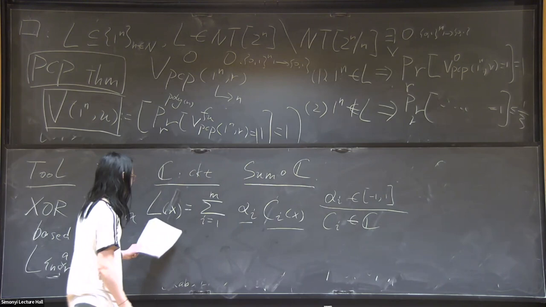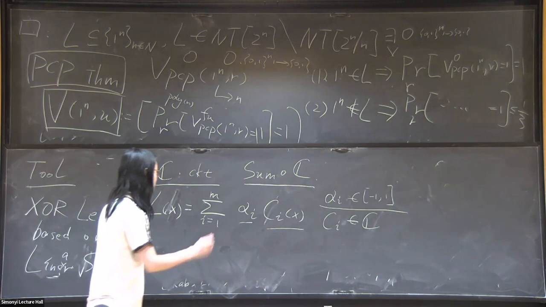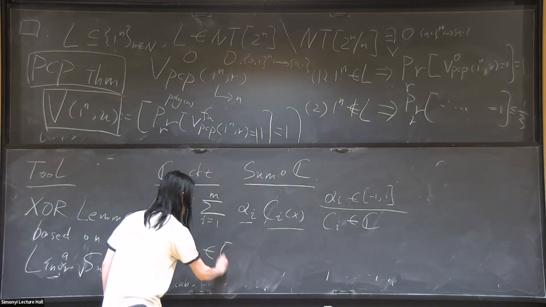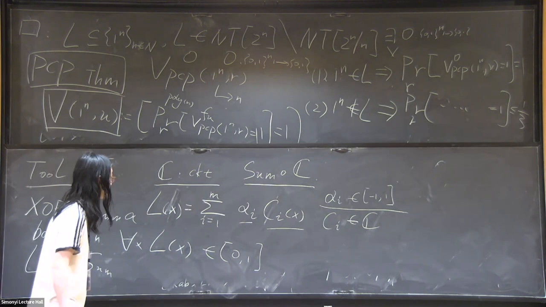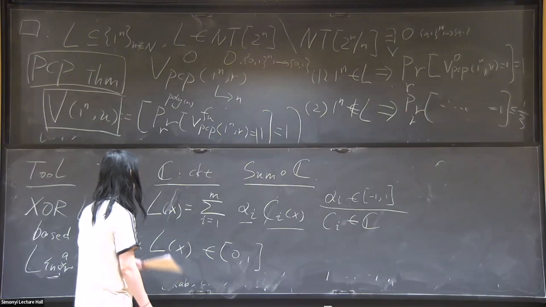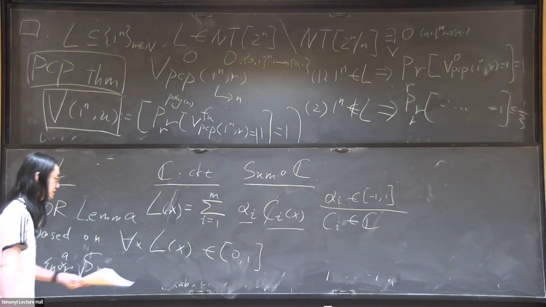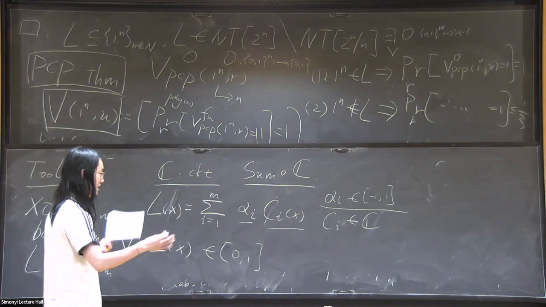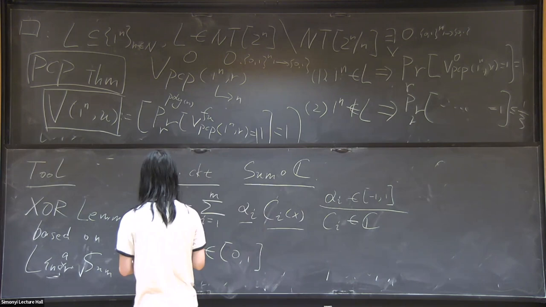And of course, now L is a real valued function. It's not like a Boolean function anymore. And we'll make a very important promise or restriction that for every x, L of x should be in [0,1]. Why I make this restriction is because I want L to be somewhat similar to a Boolean function. So this should be interpreted as L on x outputting 1 with probability L of x. Think about it as some acceptance probability. So yes, this is the linear sum.